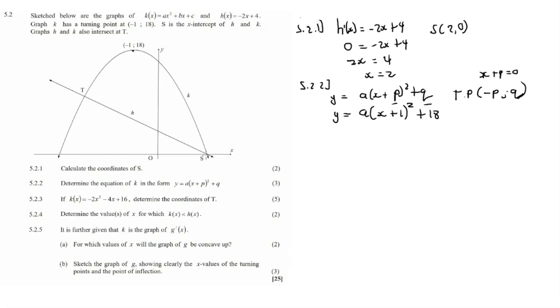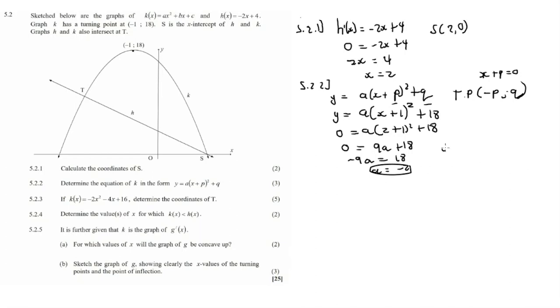The coordinates of s, s is also a point on graph k, so since I want a, I need x and y, so the point s. Where there is y I put 0, and where there is x I put 2, so it's a times (2 plus 1) squared plus 18, equals 0. 2 plus 1 is 3, 3 squared is 9, so it's 9a plus 18 equals 0. Transposing 18, 9a is equal to negative 18, so a is equal to negative 2.